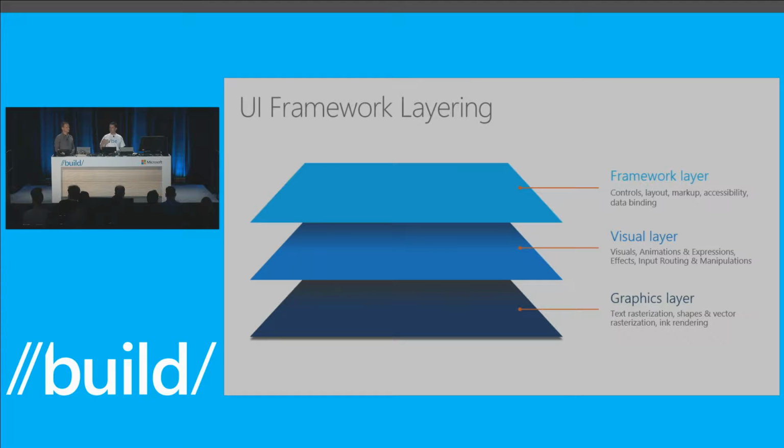At the lowest layer, we think about the graphics layer. So these are how the bits get on the screen, the rastering, the text, and all those things. In the middle, we have something that you may have not heard of or heard these terms before, but we're going to introduce it to you today and talk about a lot of the enhancements in this area, what we call the visual layer. And these are where animations, expressions, input-based routing and manipulations occur. And then at the top, we refer to it as the framework layer, right? These are higher-level abstractions, encapsulations of controls, the developer experience in Visual Studio, accessibility, data binding, those type of things.